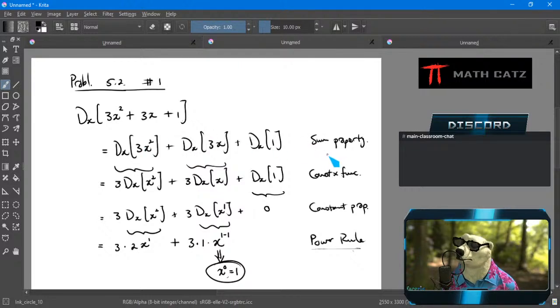Stop annoying me with these questions. It's obvious. I've done enough of these. Of course it's the constant times a function property. I know it's a constant property. I know when the power rule can be used. It has to almost be annoying that you've done so much of these.